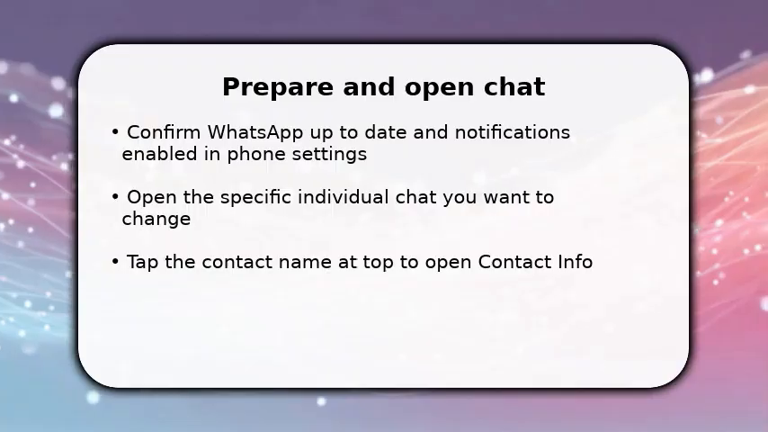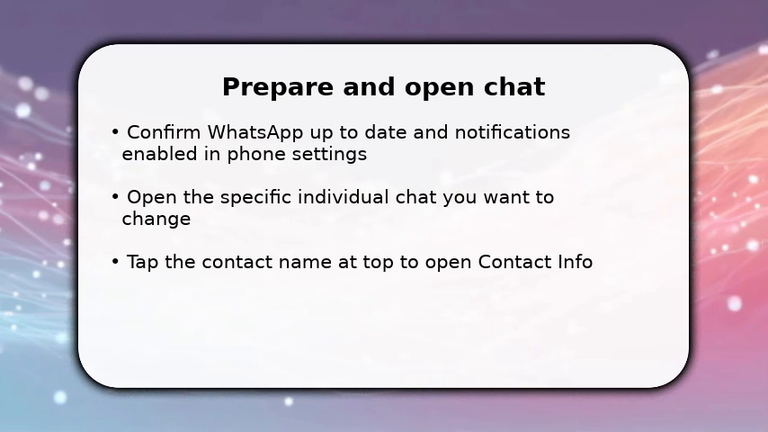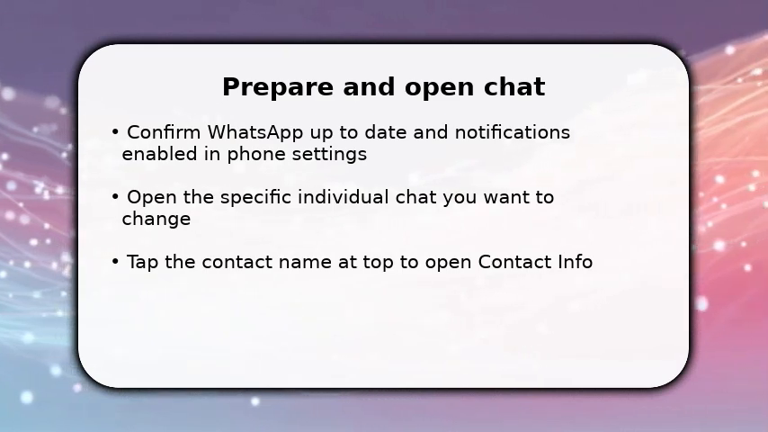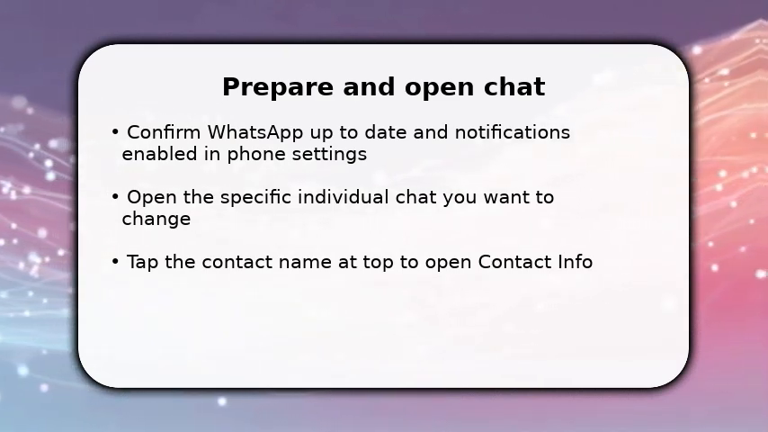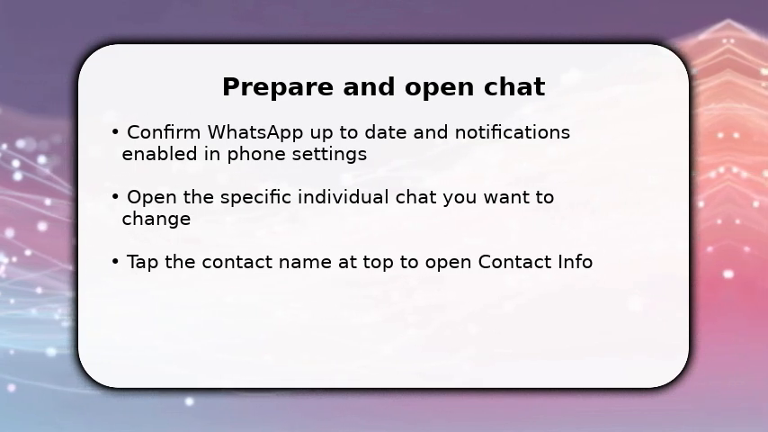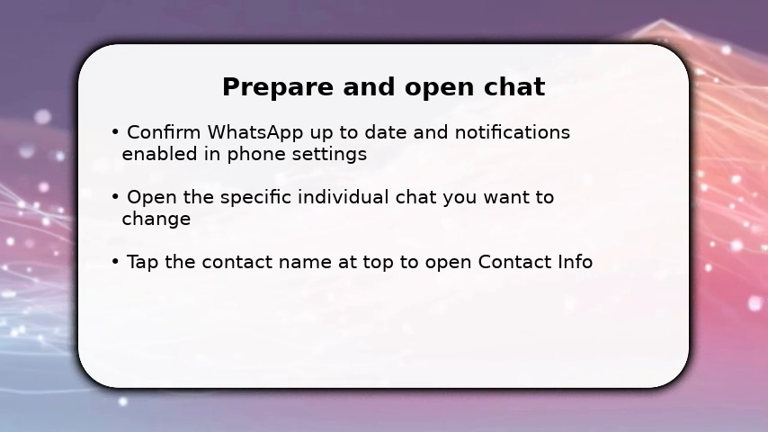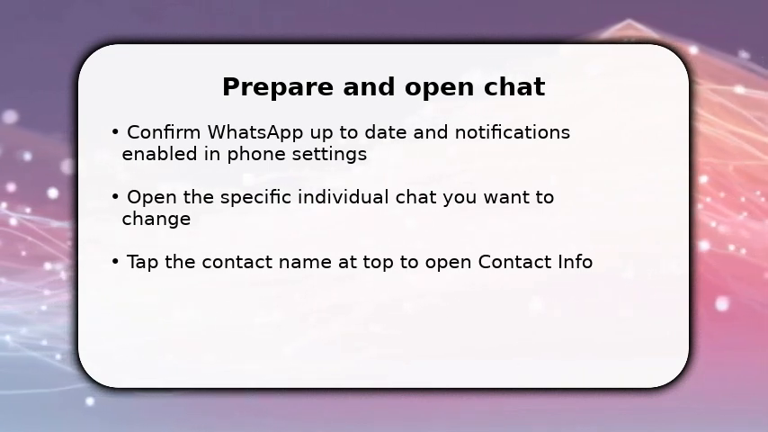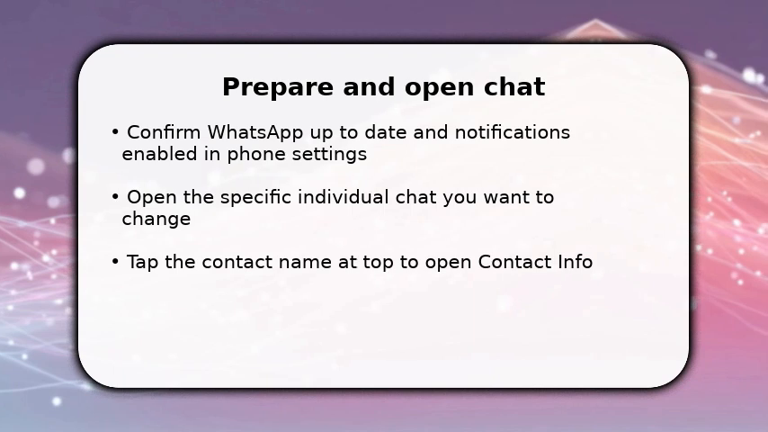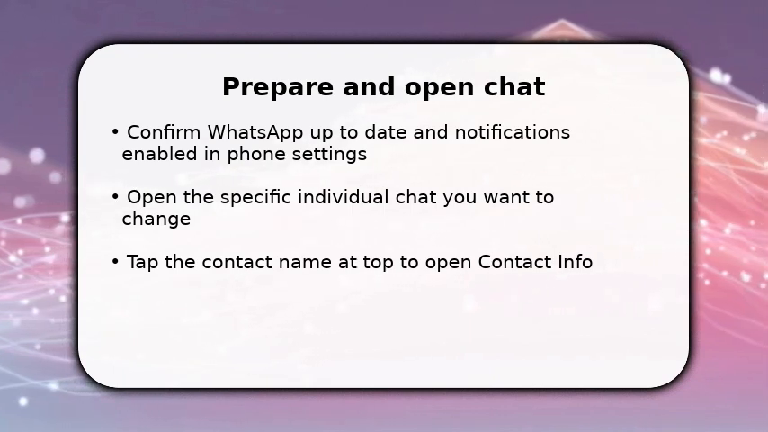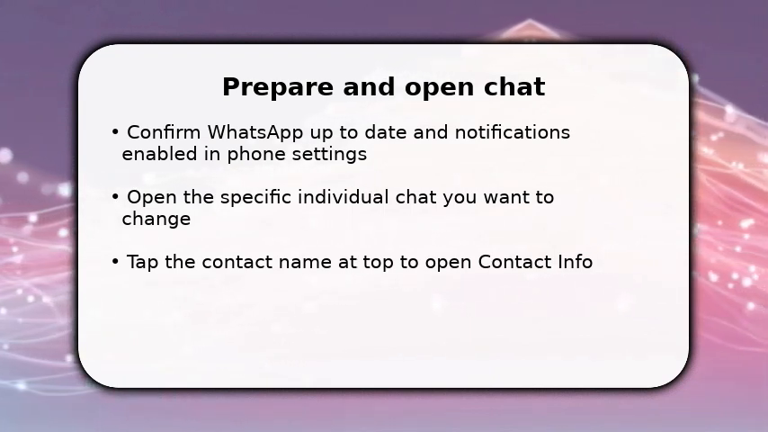Enjoy the video. You start inside the chat for the person whose tone you want to change. Make sure WhatsApp is updated and phone notifications aren't blocked. Once in the chat, tap the contact name at the top to open contact info. This entry is where personal settings live. It bypasses global notification menus. Make sure you have permission to modify tones on this device.